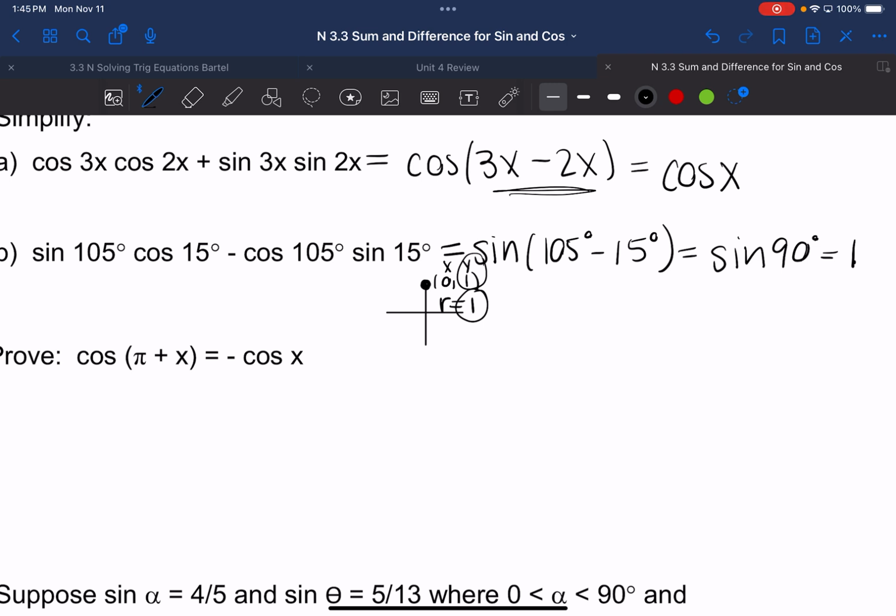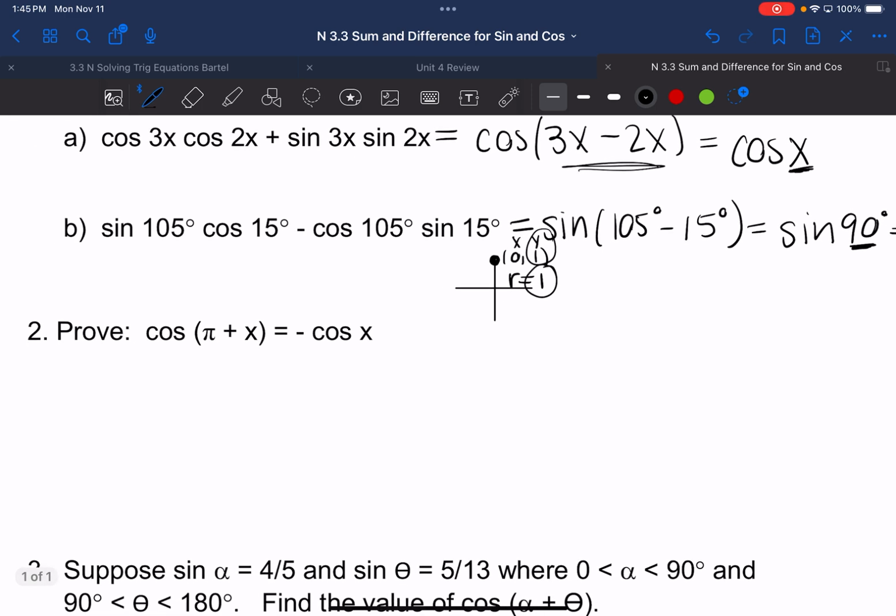So if they tell you what the x is, like this time they told us it was 90, we're able to take it a step further and go ahead and simplify it all the way down. But if we don't know what x is, we can't do that. All right? Okay, so it looks like we could use our sum and difference identities to simplify things that look like this, right? Okay, let's look at number 2.